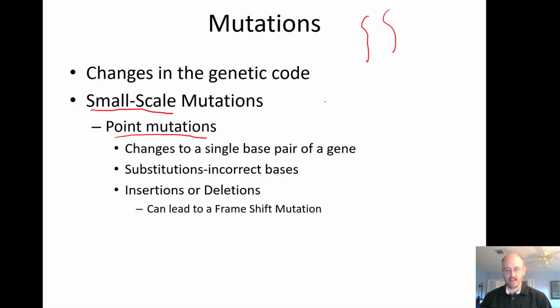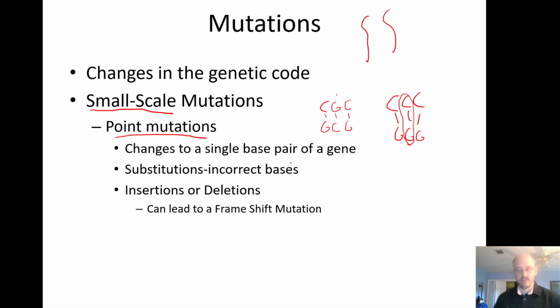So like, let's say we have a double helix of DNA, it's CGC. Then on the other strand of DNA that's complementary to that, that would be GCG. Well, what if instead of GCG, these got flipped and it was CCC and this was GGG? That would be a single change. That would be a small-scale mutation, or a point mutation.